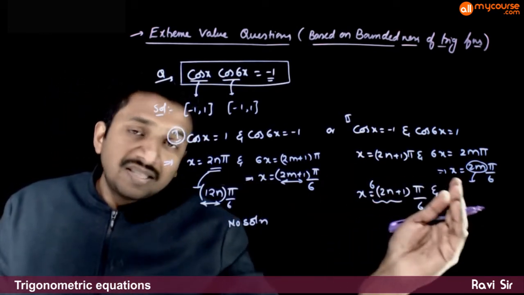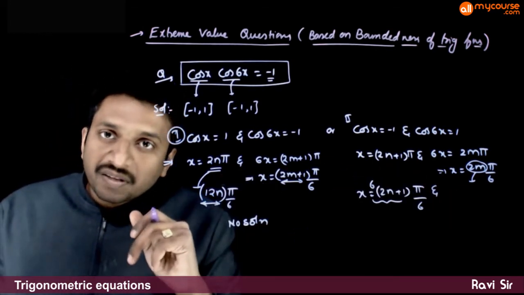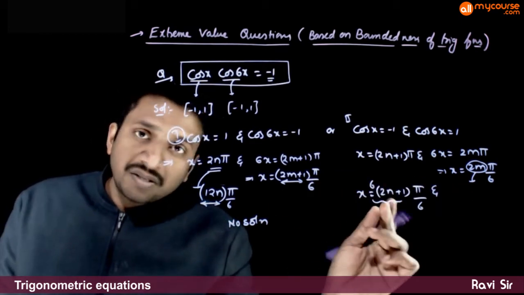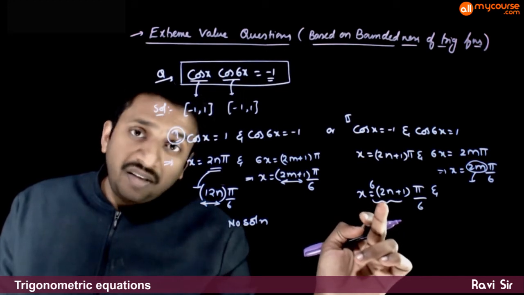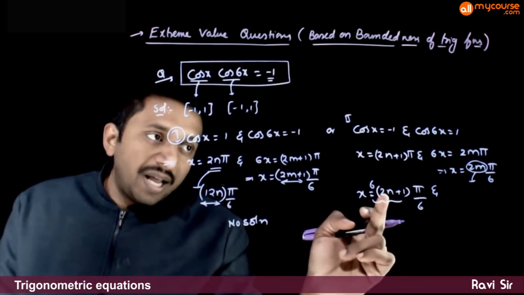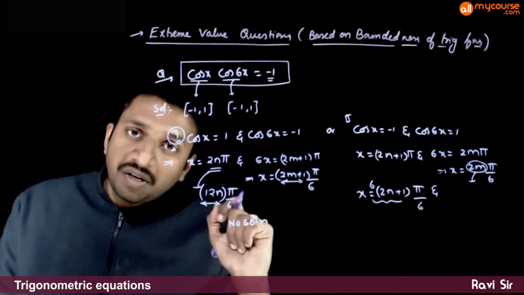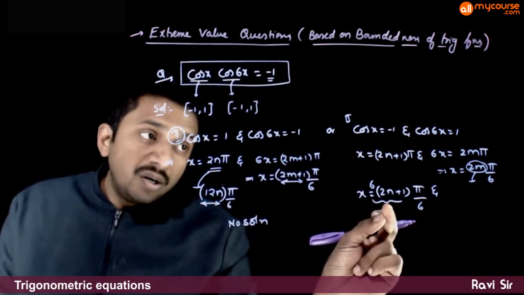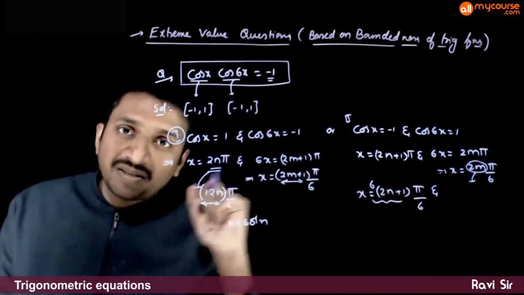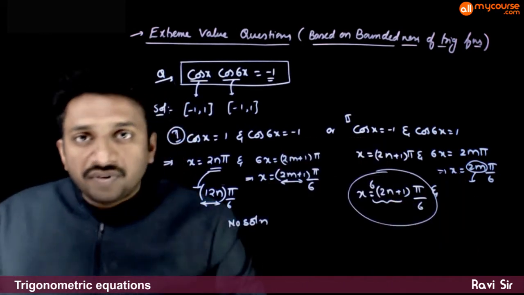So x has to satisfy both the conditions. So obviously this is a subset of this. This is a subset of this. So the intersection will be equal to this, right? Because all the numbers present in this are even multiples of pi by 6. But this does not cover all even multiples. If you put n is equal to 1, you get 6 pi by 6, which comes if you put m is equal to 3. If you put n is equal to 1, you get 6 into 3, 18 pi by 6. You get 18 pi by 6 here also.